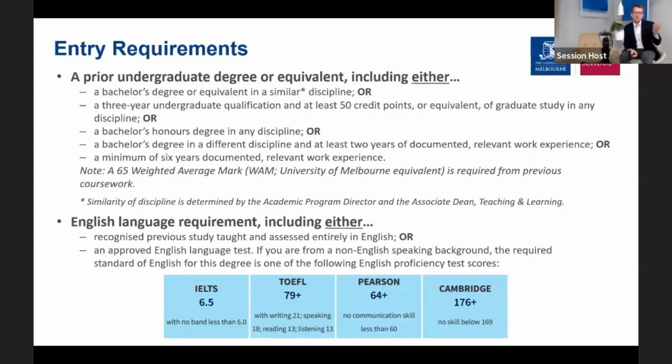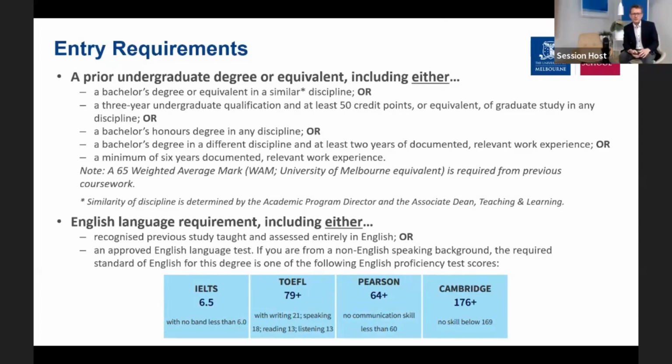Let's think about this and whether there might be other pathways, because there are pathways for those who don't quite meet that WAM requirement. Of course, all of our subjects are conducted in English, so we do have an English language requirement, as is the case across the University of Melbourne programs. So if you have a recognized previous study taught and assessed entirely in English, so for example, you were educated in Australia, that kind of English language requirement would normally be satisfied.